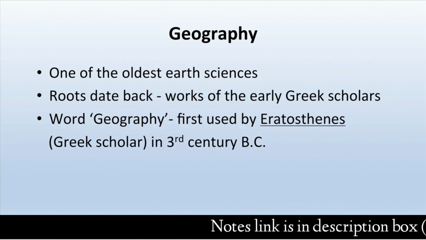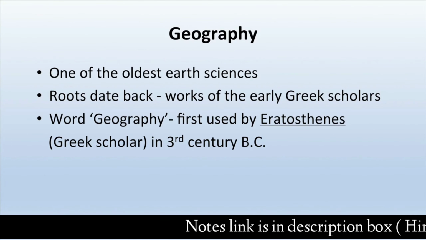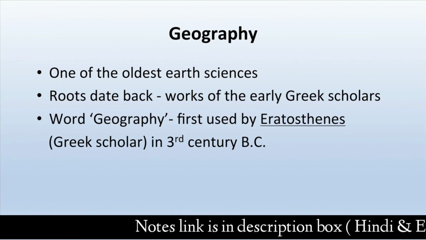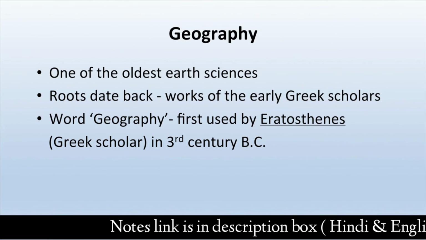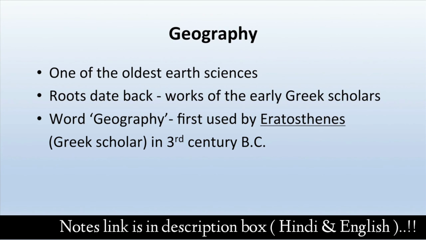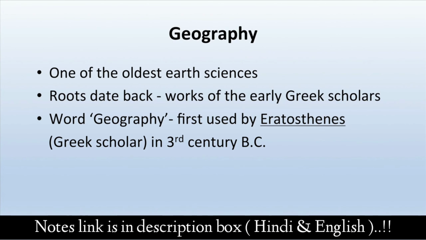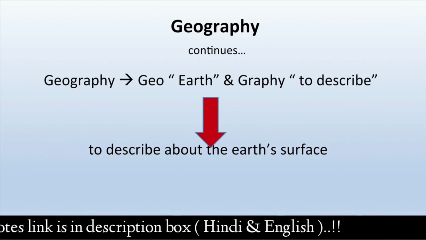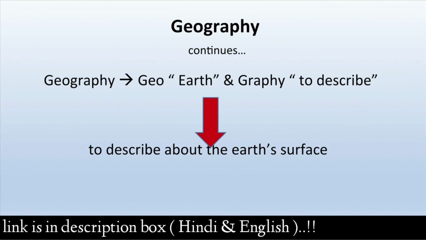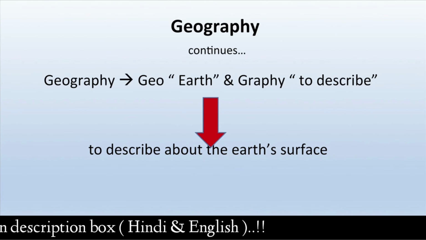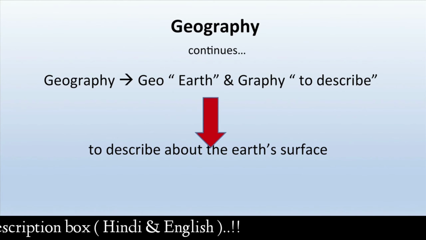Geography is one of the oldest earth sciences and its roots date back to works of early Greek geographers. The word geography was first used by Eratosthenes, who himself was a Greek scholar in the 3rd century BC. So, geography is composed of two words. One is geo, that means earth, and graphy, that means to describe. So, geography in totality means to describe the earth's surface.